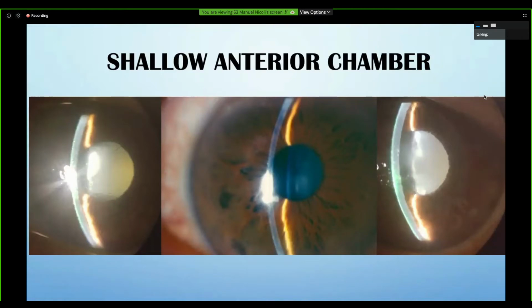I think the two advantages of this kind of ring we can set are, first, for the shallow anterior chamber. As we said before, it's 0.4 millimeters of height. Other rings have 0.7, and between 0.7 and 0.9. So we reduce the endothelial contact throughout the procedure.